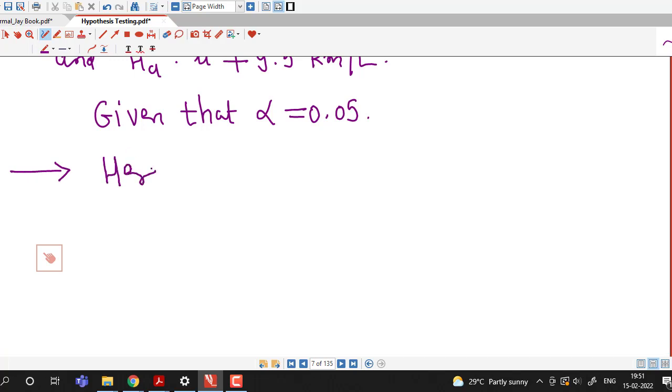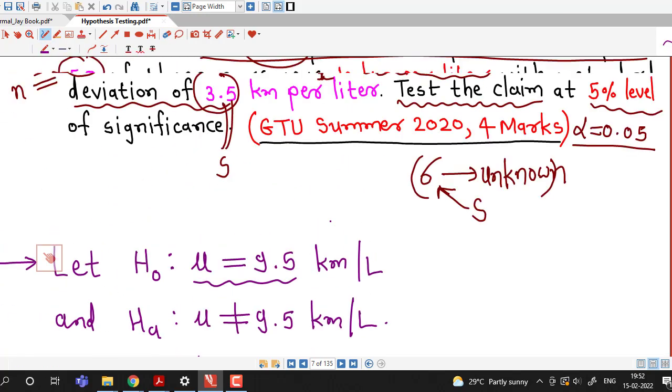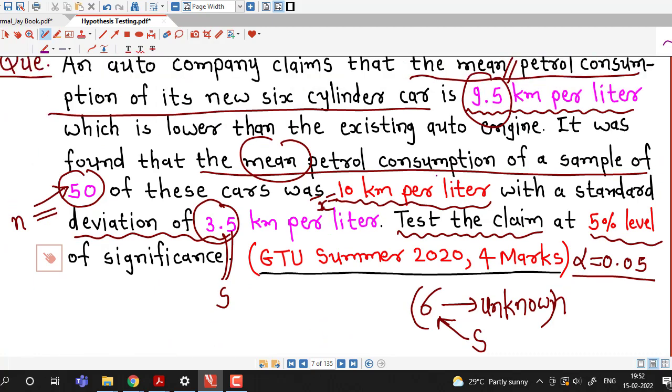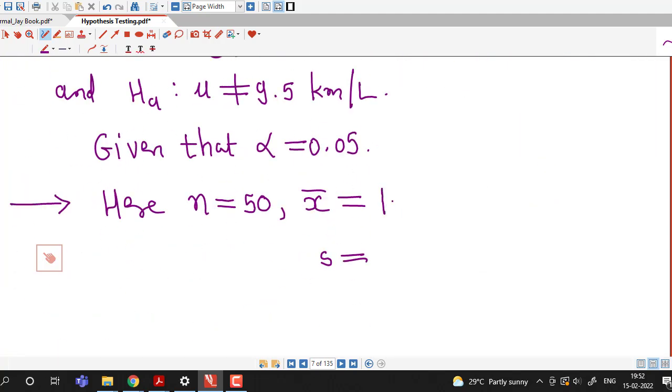Now next step is we have to decide that which test statistic we have to use. So here it is given that sample size is 50, therefore we have a large sample. Also we are given the sample mean and sample standard deviation, value of sample standard deviation is denoted by small s. Sample mean is 10 km per liter and the sample standard deviation is 3.5. So here we have 10 and 3.5, and we can say that this sample size is large because it is greater than 30, and therefore we have a large sample.